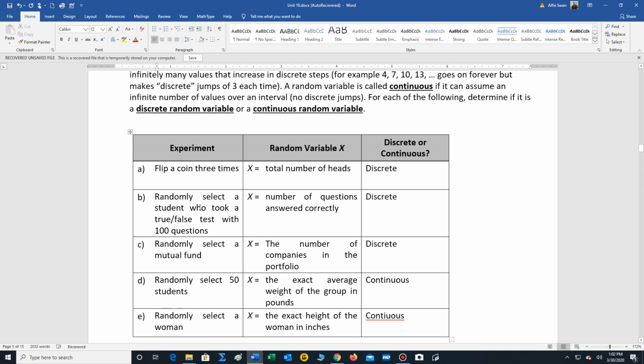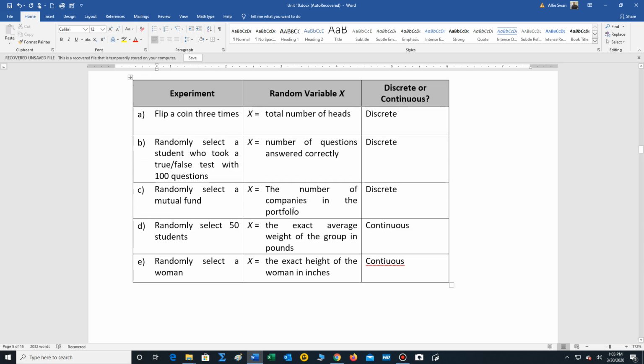If we randomly select a student who took a true-false test with 100 questions, well, you're going to get a numerical value, and typically they're not going to be fractional. So let's say someone got 75 out of the 100. Another student got 80 out of the 100. These are discrete values, because there are going to be gaps between the numbers.